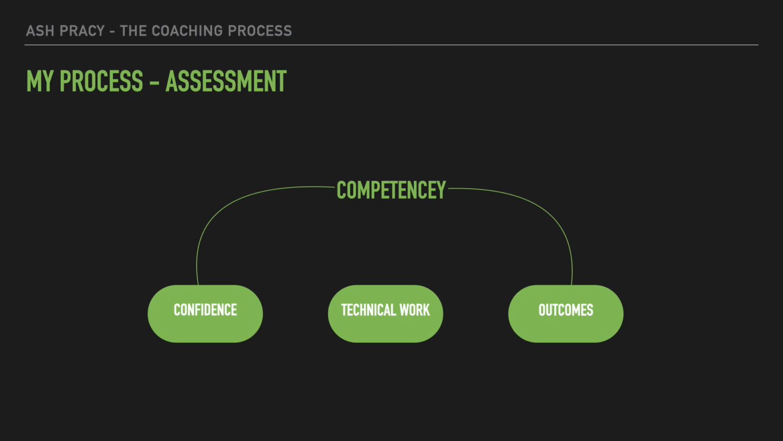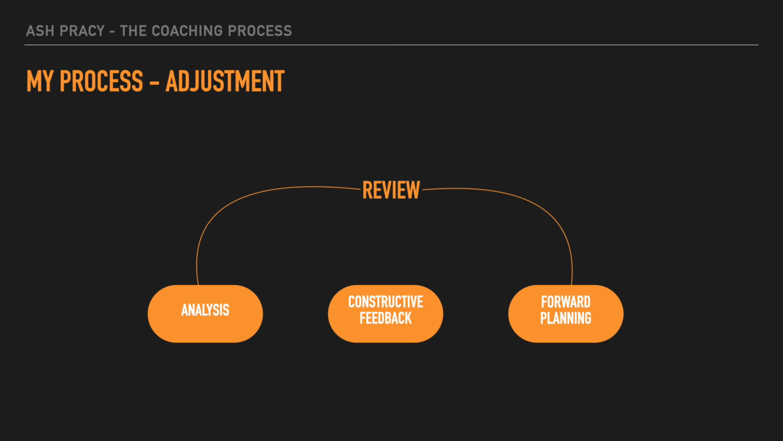Now I believe this revolves around competency, and within competency we look for outcomes of goals and objective-based criteria, technical work in regards to completing the skill, and also confidence within the weight room or within the field of play whilst completing the skill. The final part of the coaching process is the adjustment or review phase. This involves analysis of what has just happened within the assessment phase, providing constructive feedback and also using that feedback to forward plan for the next planning stage.